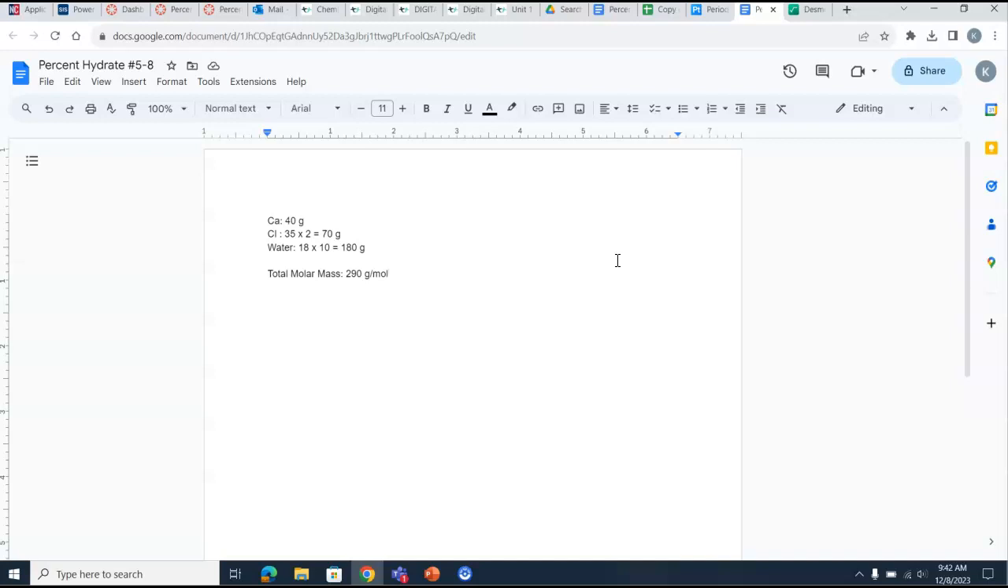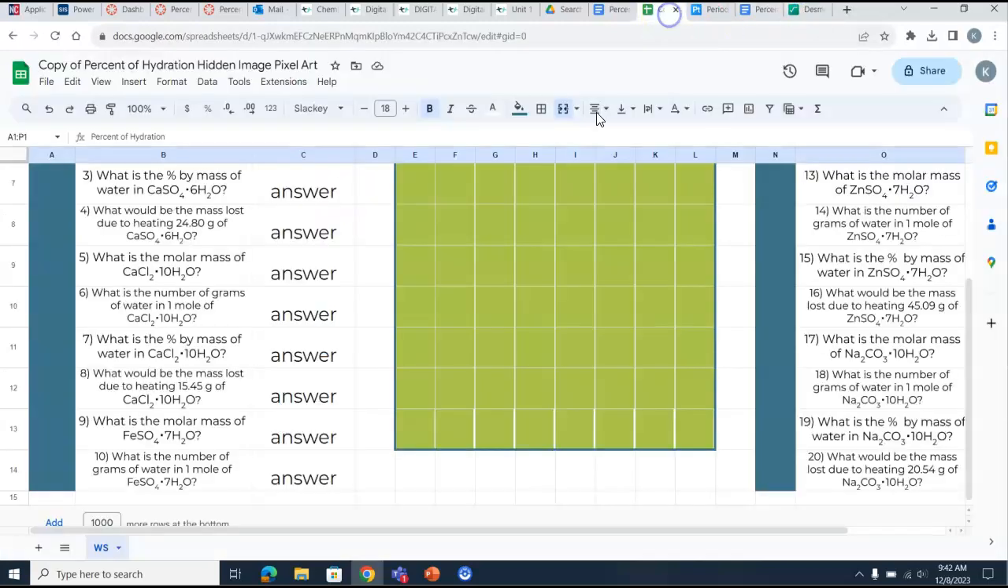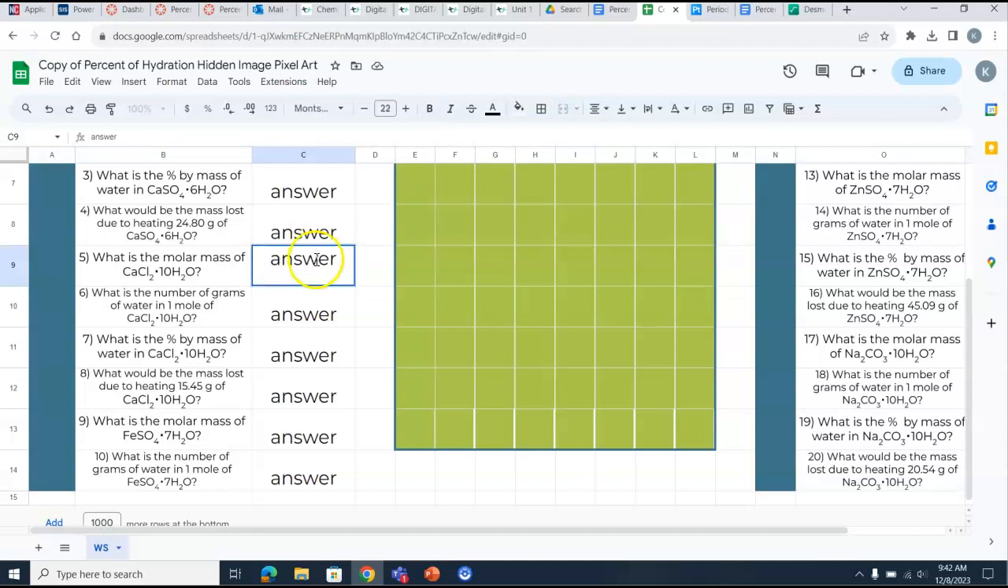However, this particular problem ends in a 0. Remember, trailing zeros are not significant unless we add a decimal point. So in order to make sure this is significant, we have to add a decimal point right here because that tells us that 0 is significant. Those are the number of sig figs that we have. So for 5, we're going to type in 290 decimal point grams per mole. It has to be written exactly like this, grams per mole.